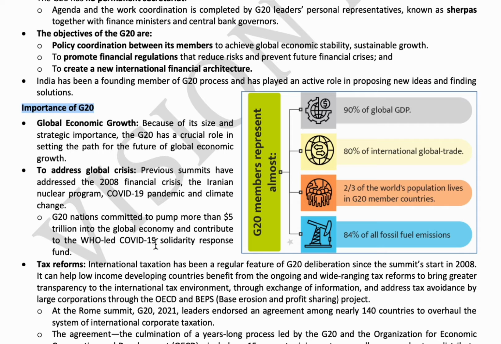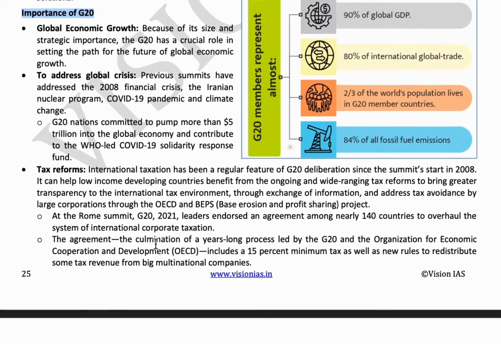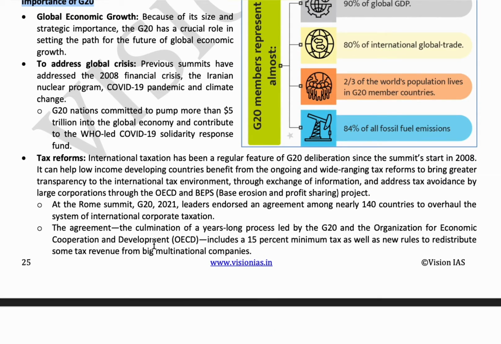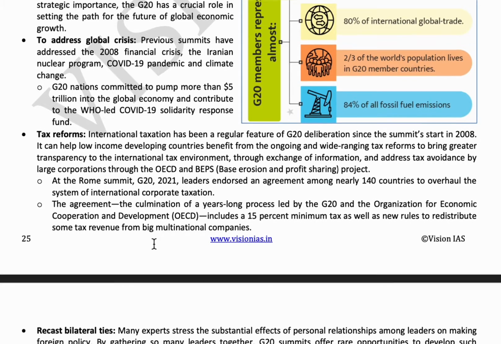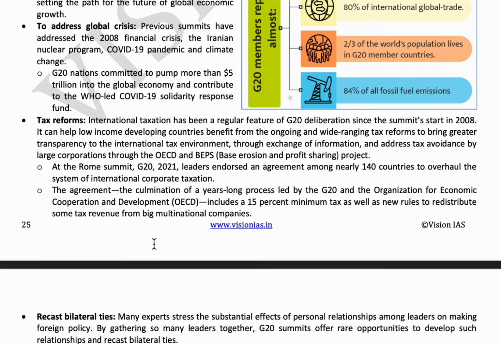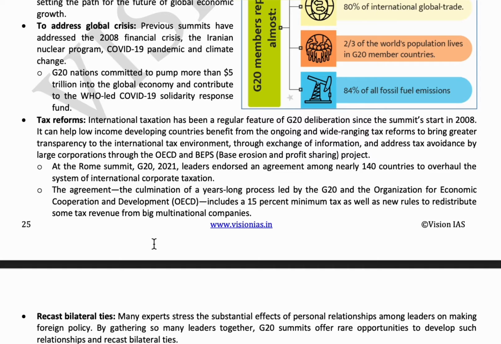So these also help in regularizing tax reforms so that it can help low income developing countries by bringing transparency through exchange of information. Okay, so through the Organization for Economic Cooperation and Development, that is OECD, and Base Erosion and Profit Shifting, that is BEPS, it addresses tax avoidance by large corporations.